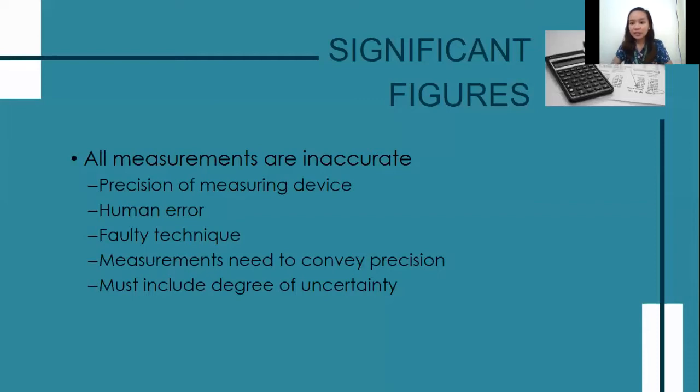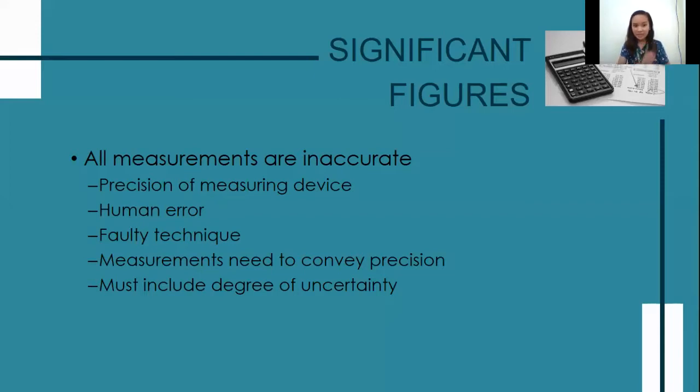Okay, so why is significant figures needed in our subject? We consider all measurements as inaccurate. What causes this inaccuracy is the following. We have the precision of the measuring device, so it depends on the measurement instrument that we are going to use, if it is precise, depending on what we are going to measure. Also, it depends on the human error. We should also consider the faulty technique.